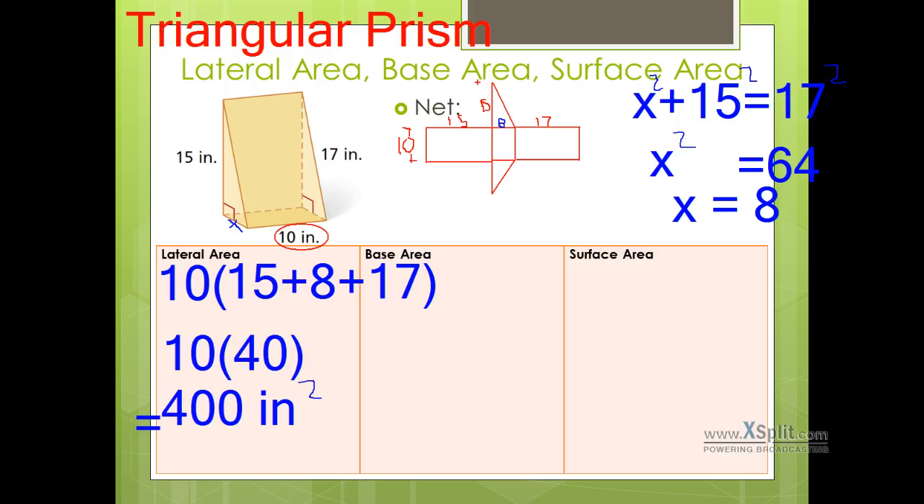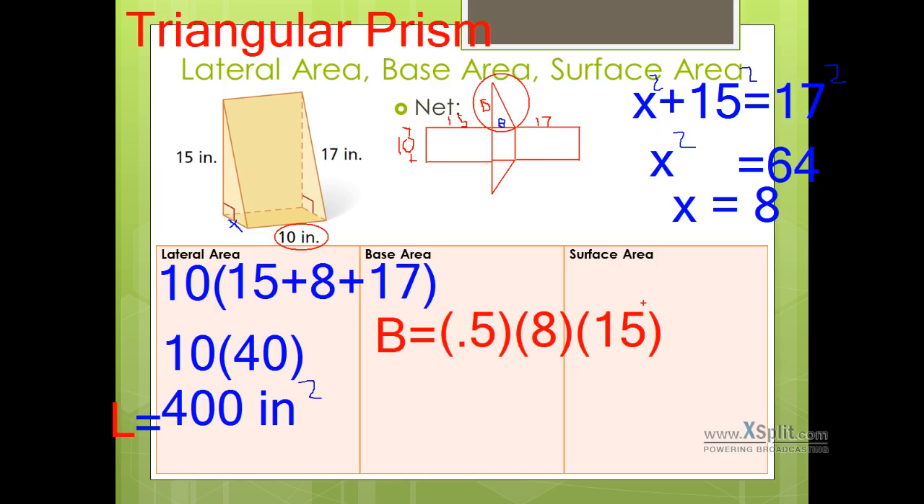Base area, we're going to look at just one single base. And we'll do the standard equation for triangles, one half base times height. So base area, we'll call it capital B. By the way, this lateral area, we'll call that capital L. Base area, capital B, is going to be 0.5 times an 8 times a 15. 8 times 15 and divide that by 2 gives us 60. We'd say that the base area here is 60.